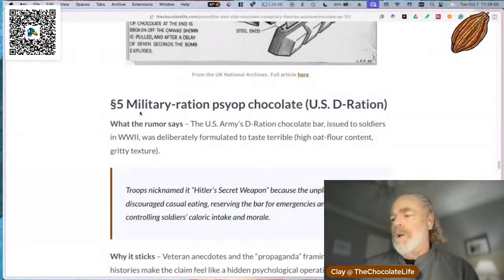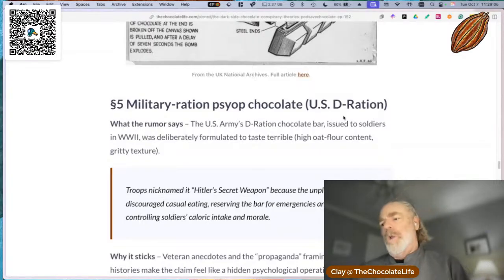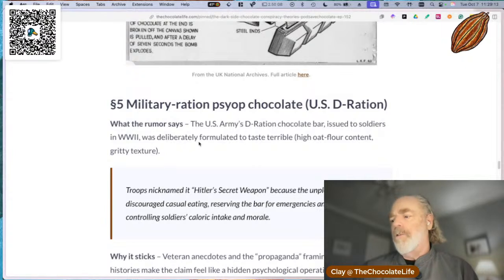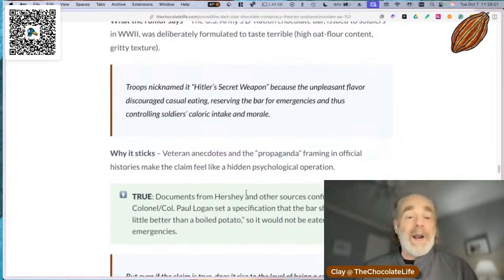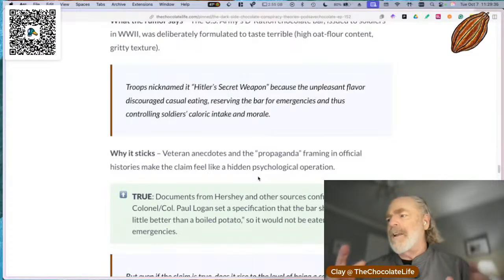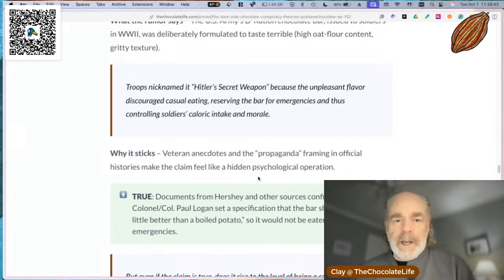Number 5, was there a military ration PSYOP chocolate, the USD ration? So what the rumor says is the U.S. Army's D-ration chocolate bar issued to soldiers in World War II was deliberately formulated to taste terrible. Right? And troops nicknamed it Hitler's secret weapon because the unpleasant flavor discouraged casual eating, reserving the bar for emergencies, and thus controlling soldiers' caloric intake and morale. Right? Why it sticks? World War II veterans have confirmed that the chocolate tasted horrible, and this propaganda framing in official histories makes the claim feel like a hidden psychological operation.